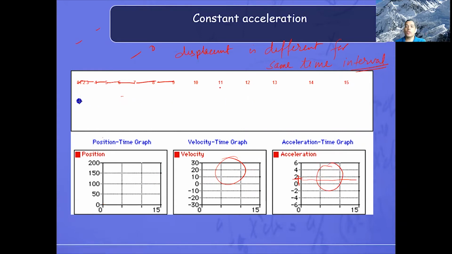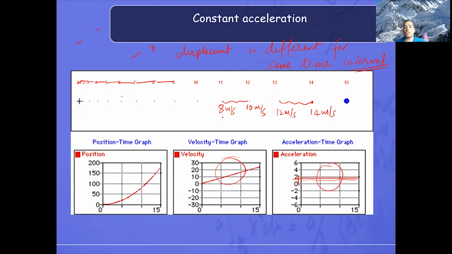So what is the change in velocity here? Let's say your velocity here is 8 meters per second, here it is 10 meters per second, here it is 12 meters per second, and here it is 14 meters per second.